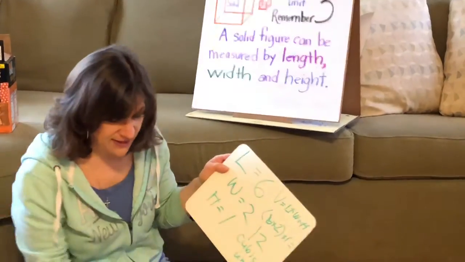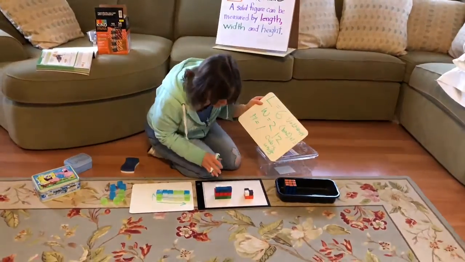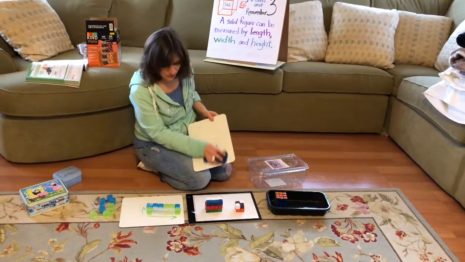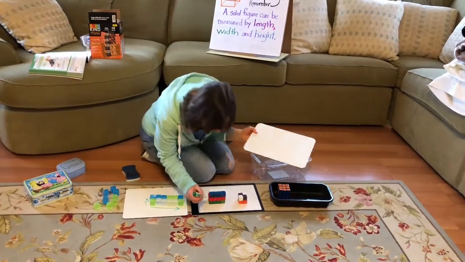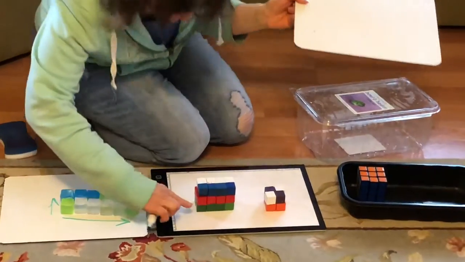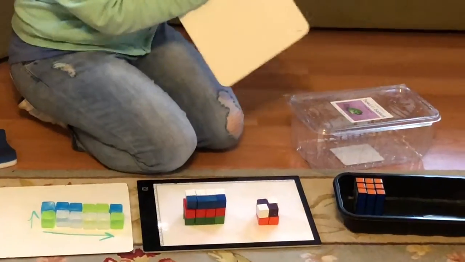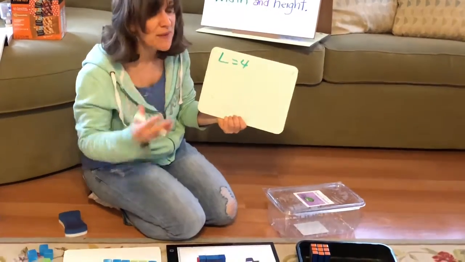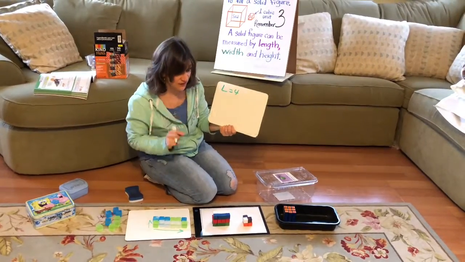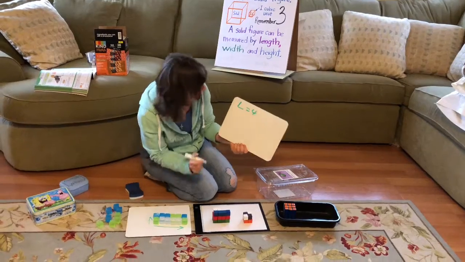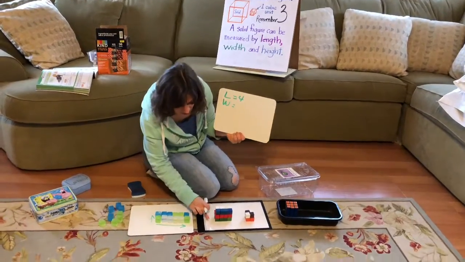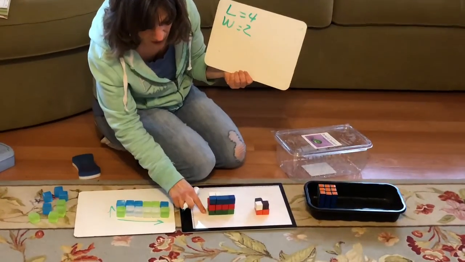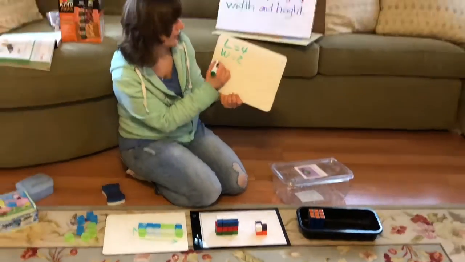Okay? The next one, a little trickier, but we're not going to get fooled. I just used more blocks. So what I'm going to do is show you the length of this. It is 1, 2, 3, 4. And look how I'm constantly writing L equals 4. That's the habit I want you to get into. You guys are famous for skipping those steps. And the width is how many going back, which I count as 1, 2. And the height is 1, 2, 3.